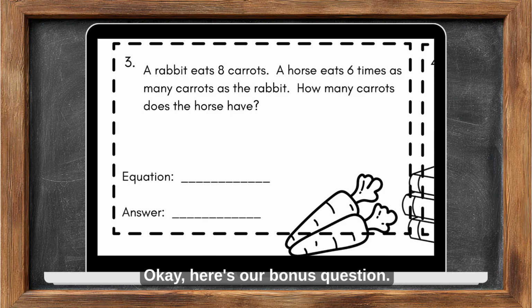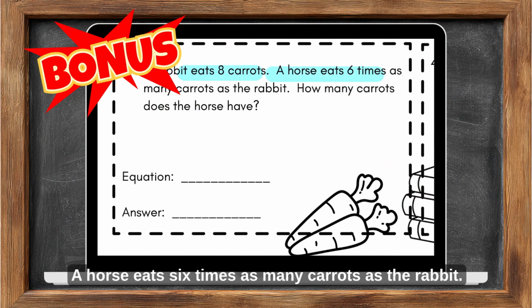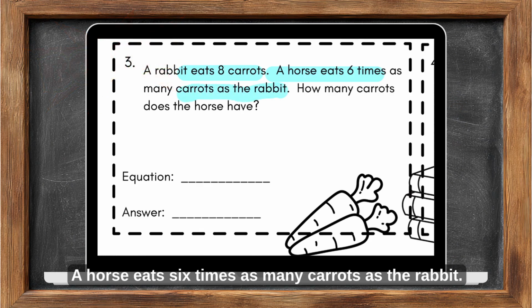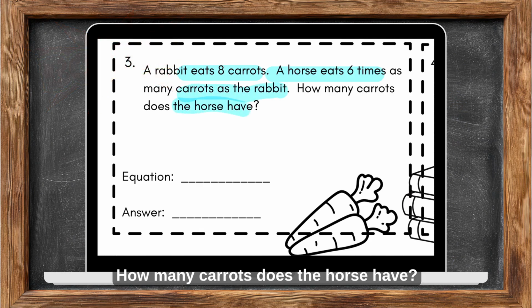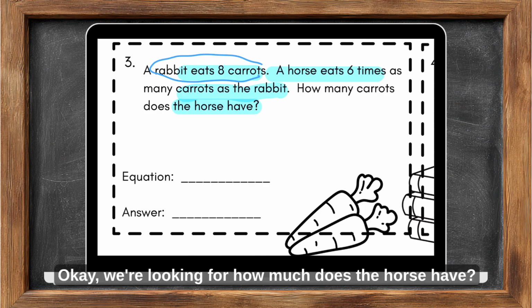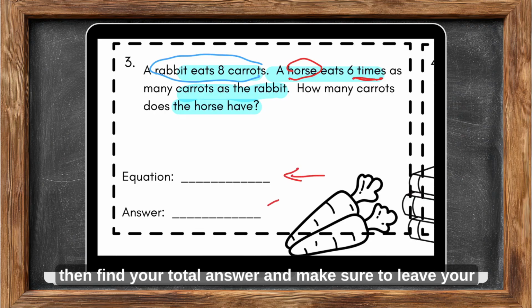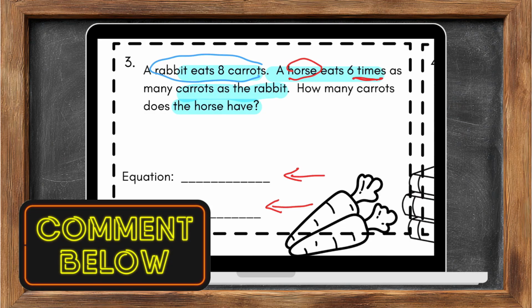Okay, here's our bonus question. You try it. A rabbit eats 8 carrots. A horse eats 6 times as many carrots as the rabbit. How many carrots does the horse eat? Okay, so we know what the rabbit has. The rabbit has 8. Okay, we're looking for how much the horse has. They have 6 times as many. So go ahead and write your equation and then find your total answer and make sure to leave your answer in the comment section below.